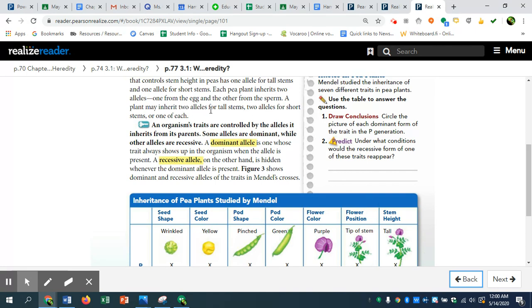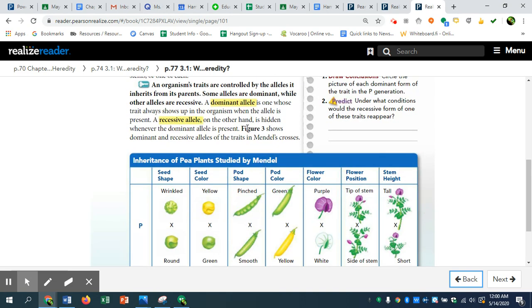A plant may inherit 2 alleles for tall, 2 alleles for short, or one of each, one tall, one short allele. Now, this is where we find out which allele we see. What if you were a pea plant and you inherited a tall and a short gene? Which one is going to show up in you? An organism's traits are controlled by the alleles it inherits from its parents. Some alleles are dominant, while other alleles are recessive. So let's talk about these 2 words.